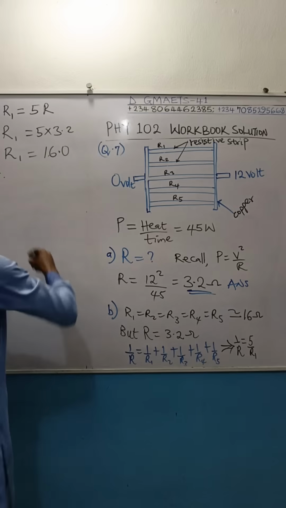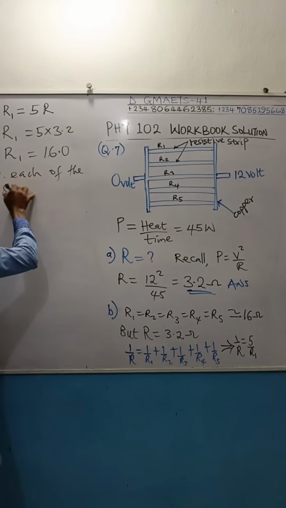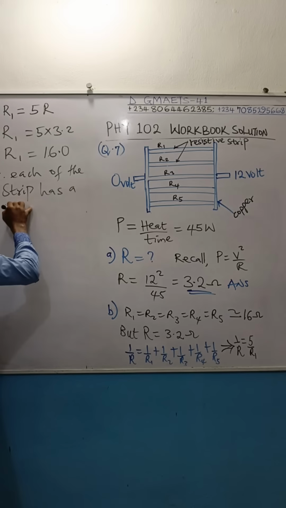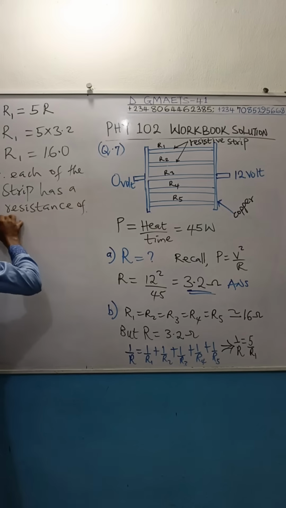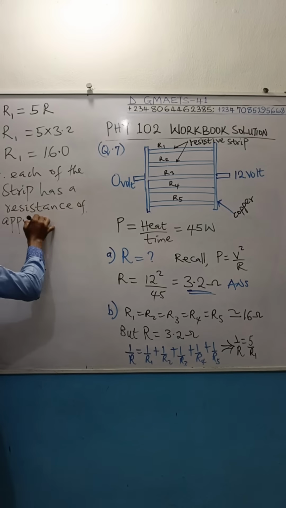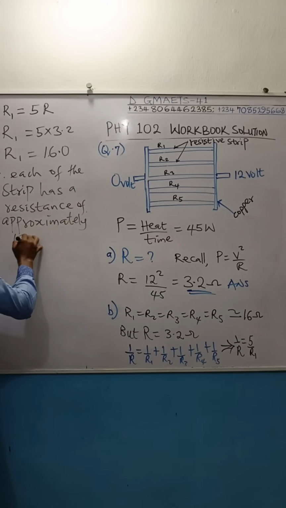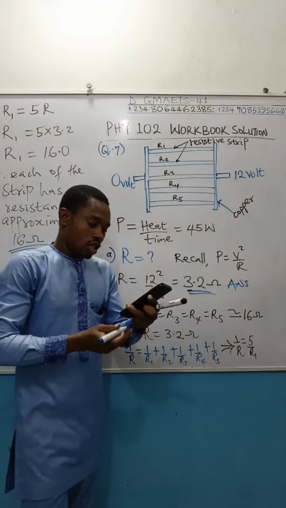Therefore, each of the strips has a resistance of approximately 16 ohms. We have done the work, okay? We have done the work.